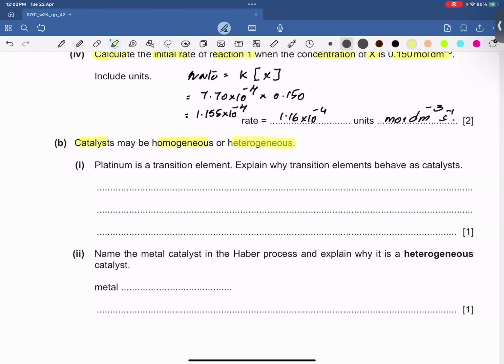Catalyst may be homogeneous or heterogeneous. Platinum is a transition element. Explain why transition elements behave as catalysts. First of all, transition elements have vacant orbitals with a close energy gap.